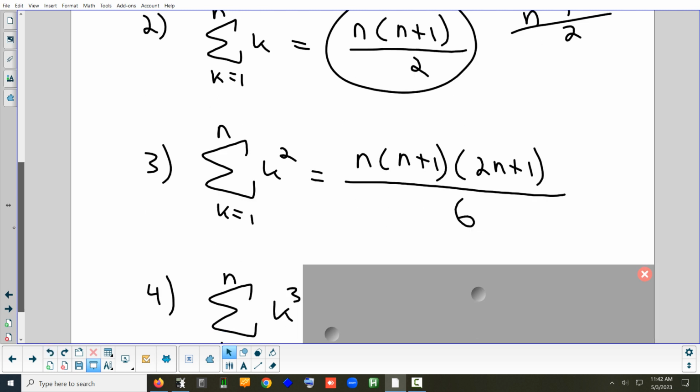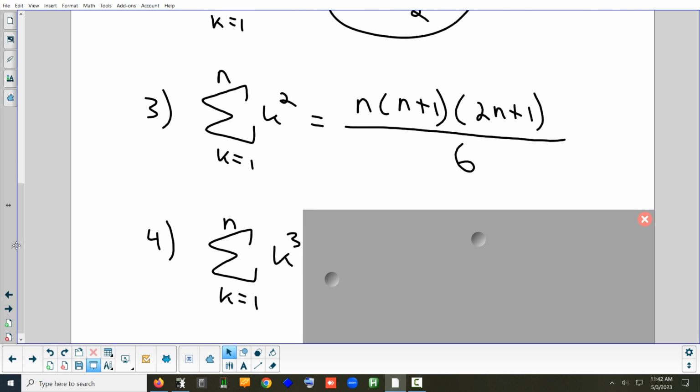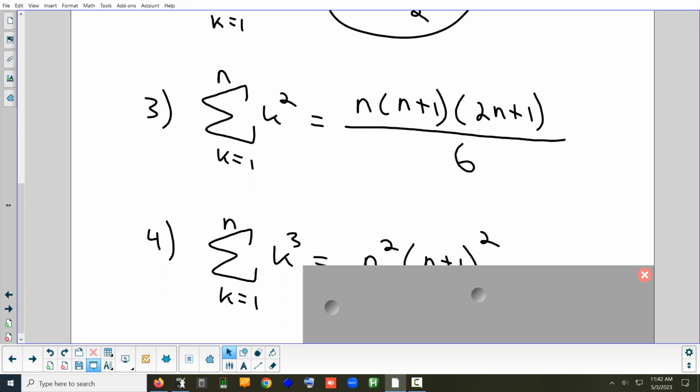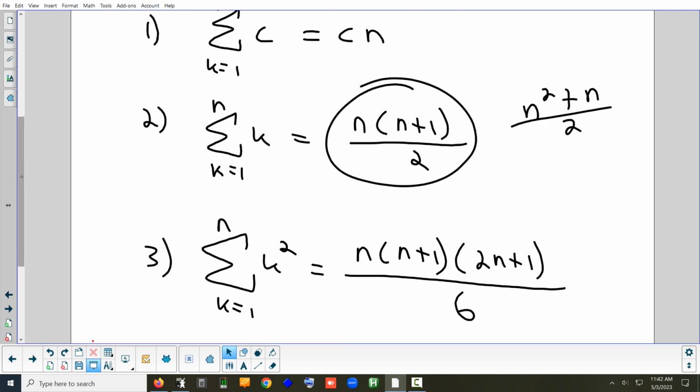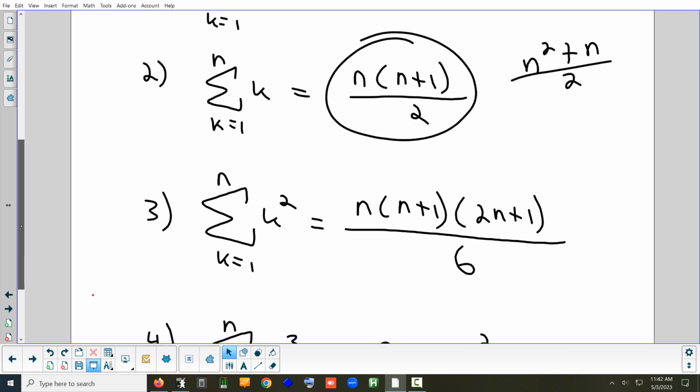I wrote one down for cubed. And could you at least guess what the highest exponent would be in it? 4. Yeah, it is to the 4th power. Because if you FOIL this out, you get an n squared times an n squared. But we're not going to do the cubed one. Squared is as high as we're going to go.